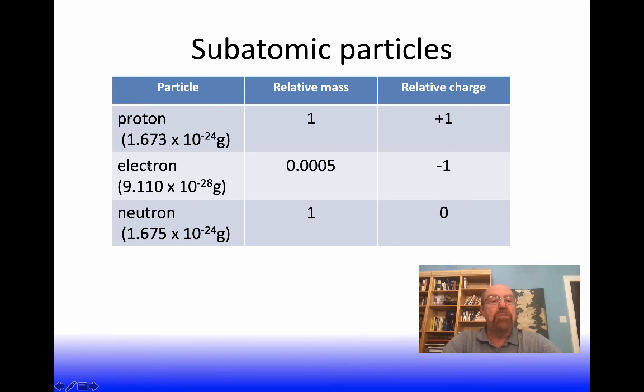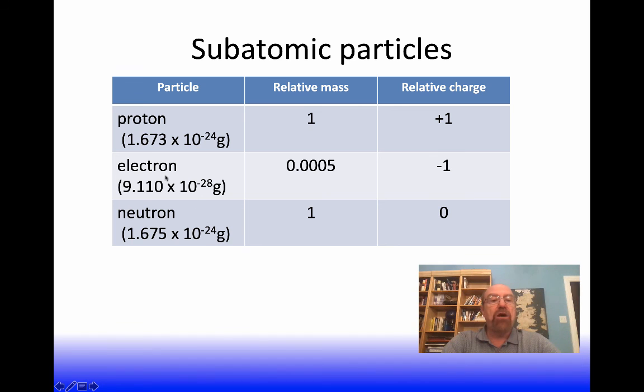Electrons are in that cloud buzzing around the nucleus. One electron, compared to a unit of one mass for protons and neutrons, has a mass of 0.0005 units. Really, really tiny. Now, relative charge: neutrons do not have a charge. Electrons have a -1 charge. Protons have a +1 charge.